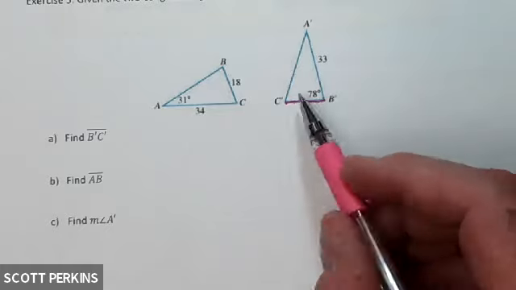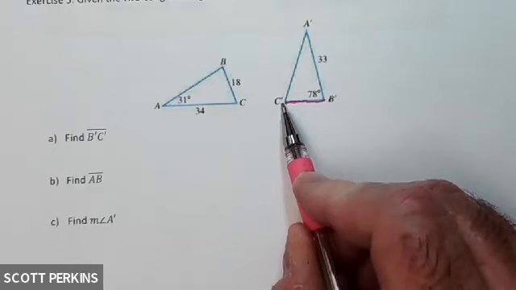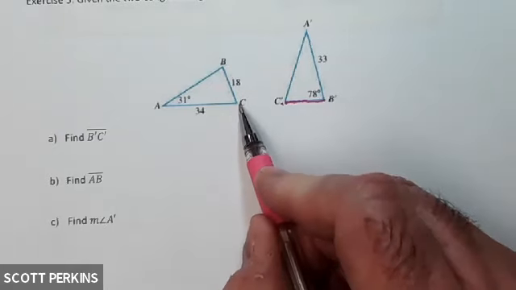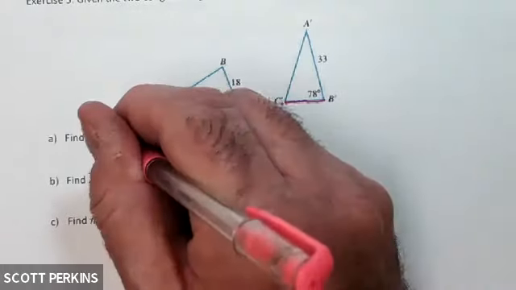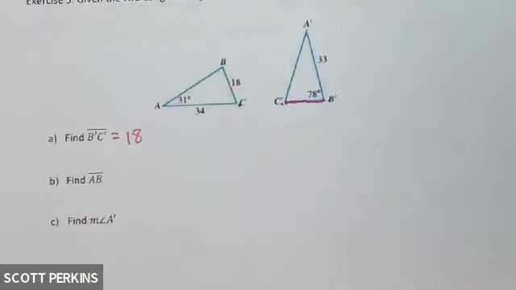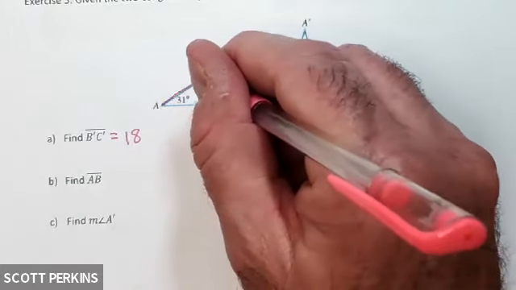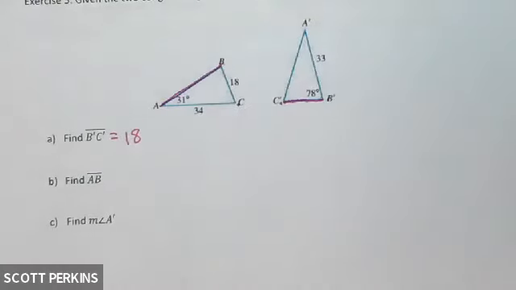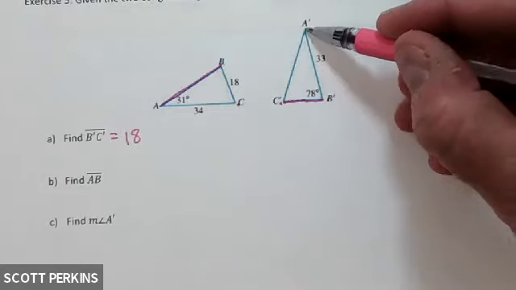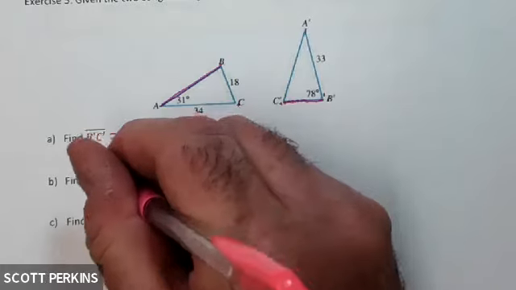Yeah, B'C' is the corresponding side to BC, which we already know. And since those two figures are congruent, that means that this side's going to be 18. Okay, same sort of thing with AB. AB is this longer side over here, goes from A to B. And since these are congruent figures, what would you tell me is the value of AB? Yep, it's going to be the same thing as A'B'. It's going to be 33.